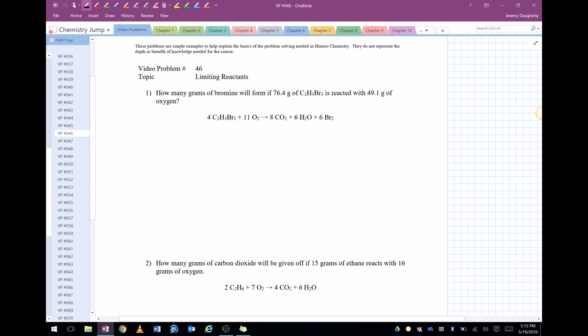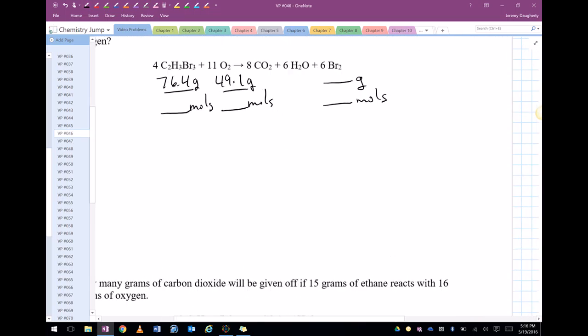We have how many grams of bromine? So that's what I'm looking for, grams of bromine. How many grams of bromine will form if 76.4 grams of C2H3Br3, that's a wacky compound, is reacted with 49.1 grams of oxygen. So I get 49.1 grams of oxygen. There you go, that's a little better.